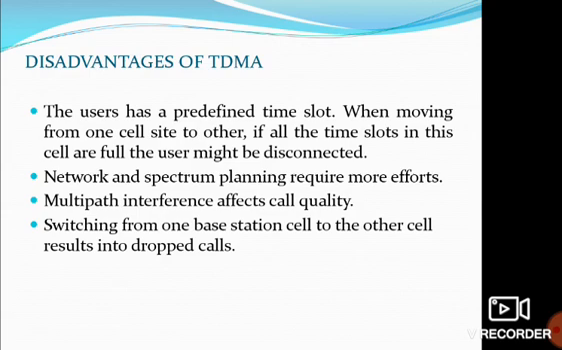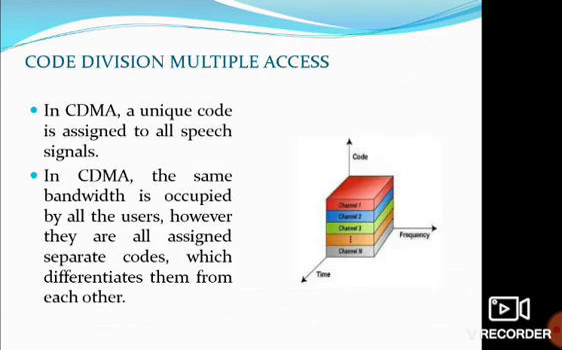Disadvantages: because the user has a predefined time slot, when moving from one cell site to another, if the time slots in the new cell are already full, then the user might get disconnected. And it requires network and spectrum planning. Multipath interference exists that affects the call quality, and switching from one base station to another results in dropped calls.